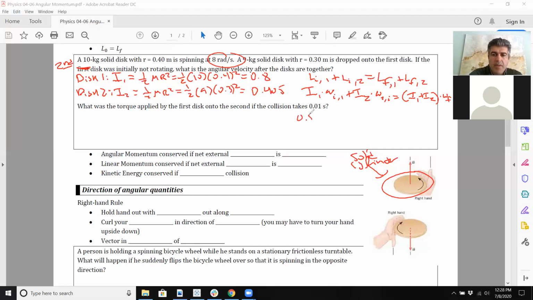So you're going to do 0.8 times 8 plus 0.405 times 0, because it's initially not moving, equals a combination, which is 0.8 plus 0.405, times omega F. And we keep going, you get 0.64, or sorry, 6.4 equals 1.205 times omega F. So you solve for omega F, and you should get 5.31 rads per second.